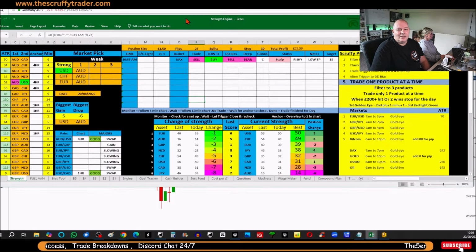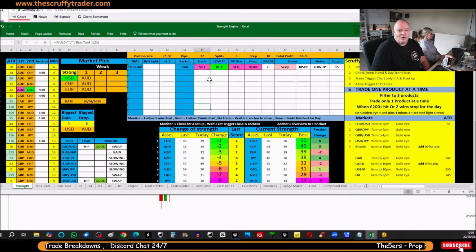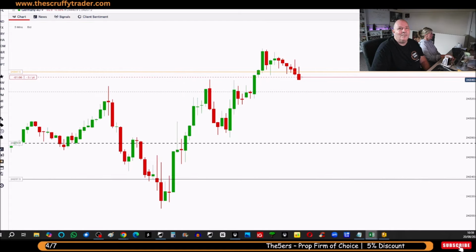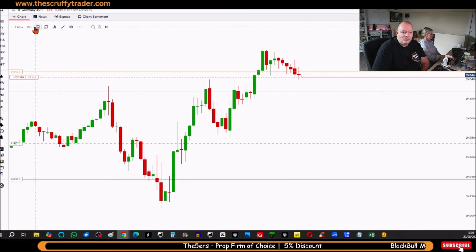This is the main thing that I do. It kind of maps everything out for me. Now, what we can see is the euro is kind of weakening as well, so I'll keep half of that in mind. But what I'm essentially looking at is the bounce off here back into this region.